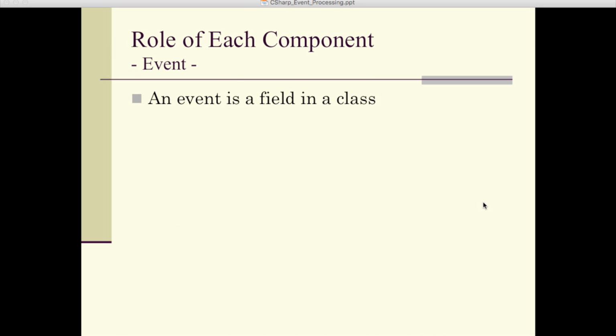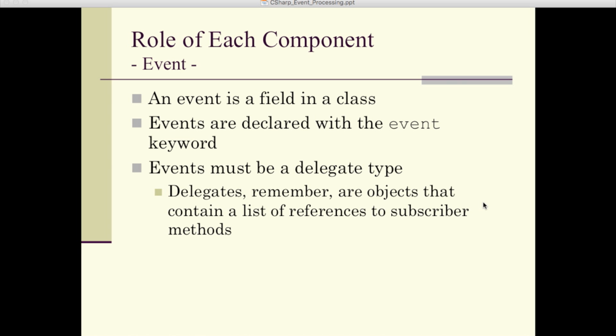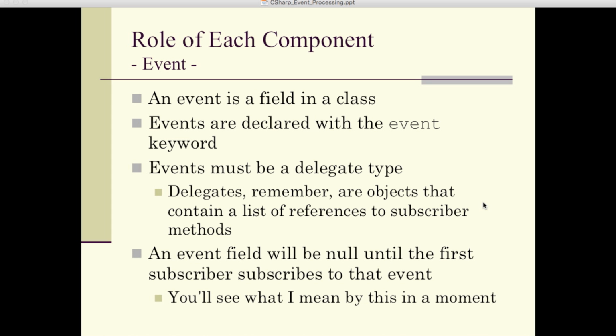So what's an event? Okay. An event is a field in a class. Events are declared with the event keyword. And events must be a delegate type. So you declare a delegate type, and then you use that delegate type to declare an event. Okay, so delegates, remember, are objects that contain a list of references to subscriber methods. And delegates specify the method signature that can respond to that event type. An event field will be null until the first subscriber subscribes to that event. And you'll see what I mean by this here in a second.